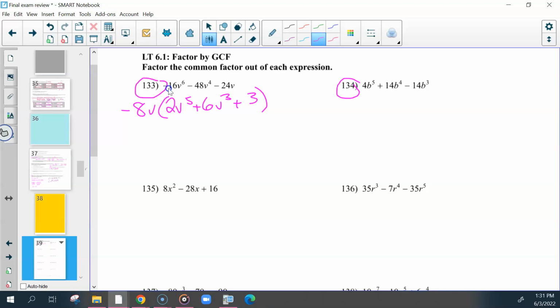There's nothing else for us to factor on the inside. All of these numbers are prime. Or I can't take 2 out of these 2, 3 out of these 2, out of anything else, so there's nothing else for us to do. Questions on that one?